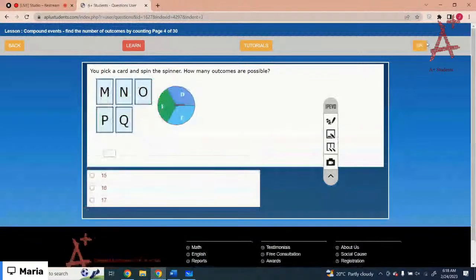Okay. The next one is pick a card and spin the spinner. How many outcomes are possible? So how many total outcomes? You have 5 cards. So the outcomes for the card is 5, and you have 3 portions of the spinner. So you have to do 5 times 3. 5 times 3 is 15. That means the total outcomes are 15. Got it?